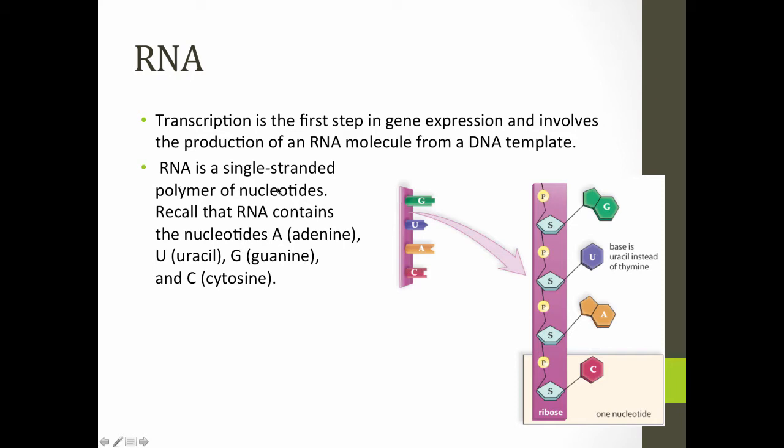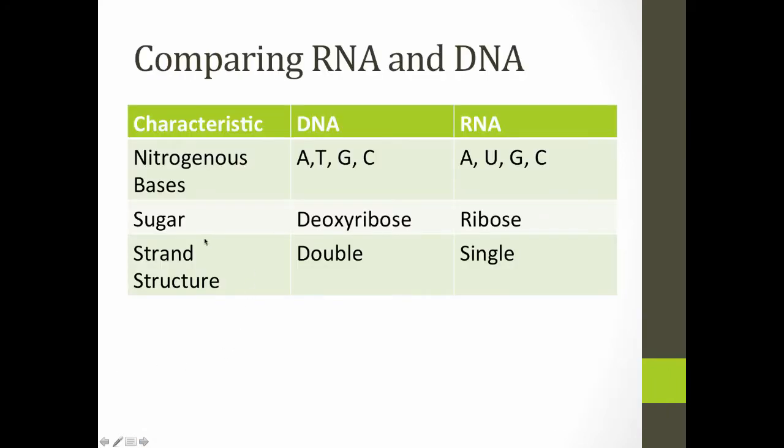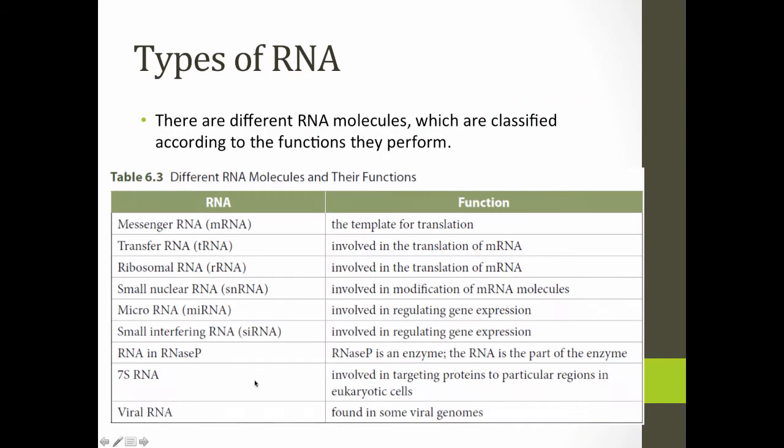So RNA is always single-stranded. It can complementary base pair with itself, but as a whole, it's single-stranded. And it contains A, G, and C nucleotides, same as DNA, but there is no thymine in RNA. It has been replaced by a uracil. And the sugar is slightly different. So RNA is made with ribose sugars and DNA is made of deoxyribose sugar.